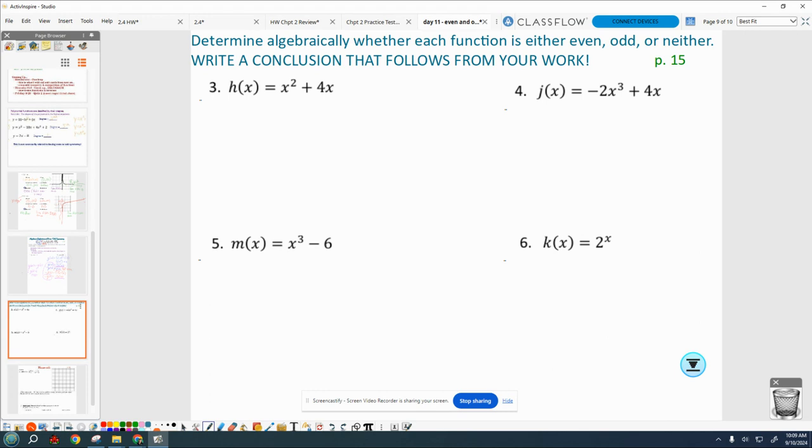It's the very, very first check that you need to do in either case. To see if it's even, I need to see if this equals that. To see if it's odd, I need to see if the same thing equals that different thing. What thing should I find first? Okay. So this one, we're going to find h of negative x.